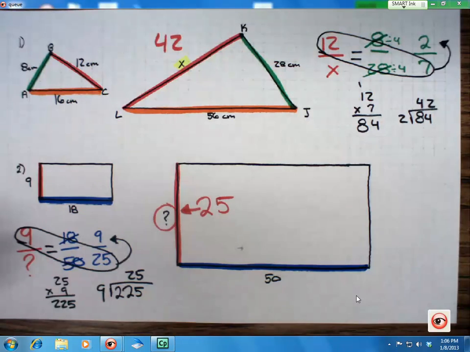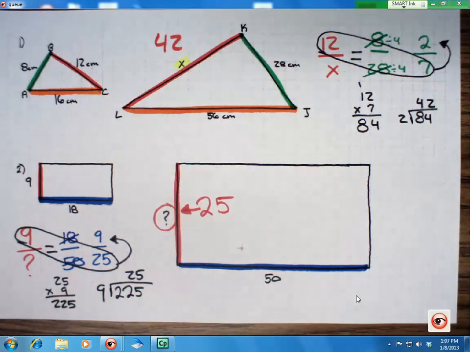Any questions on how we find the missing side of a shape? No? All right, then get to work.